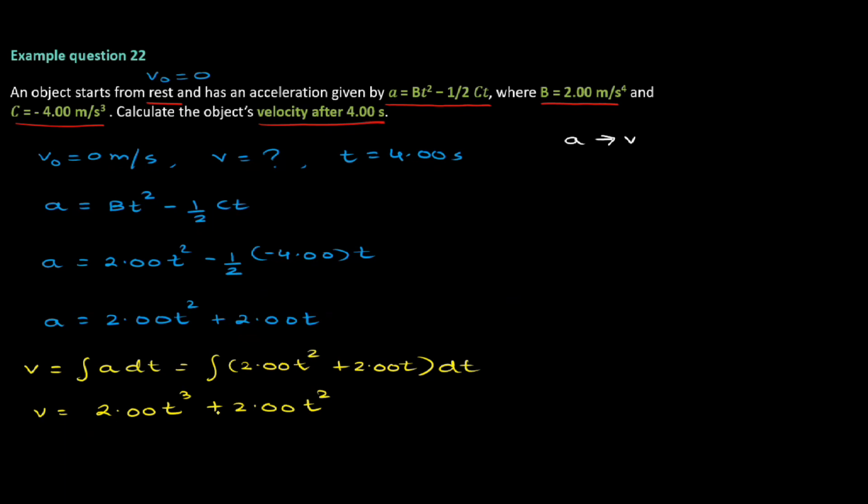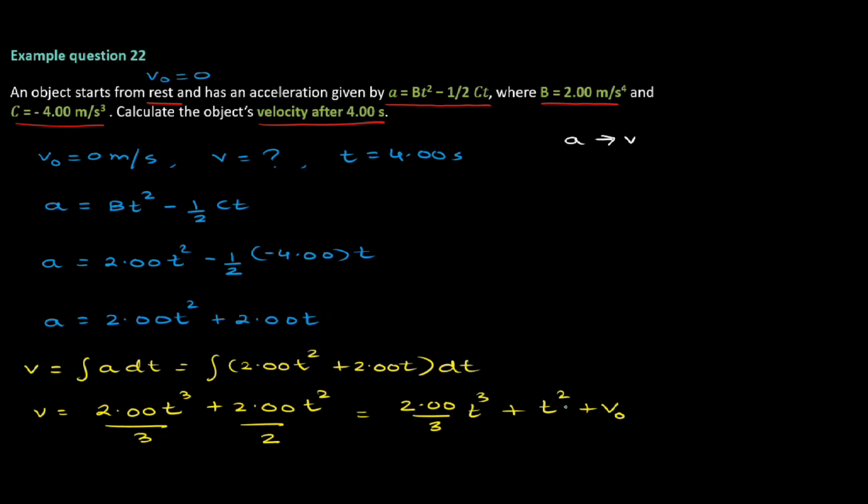After you raise the power of t by 1, divide each term by the new power. So here I will divide by 3. Here I will divide by 2. Then we can simplify this term if we can. So 2 by 3 t cubed plus 2 and 2 cancel. That gives me just t squared plus v0.